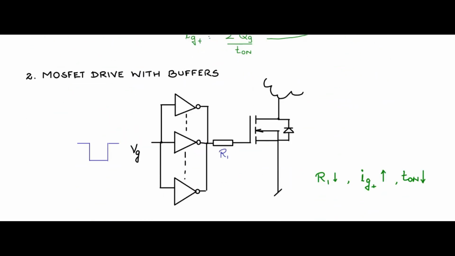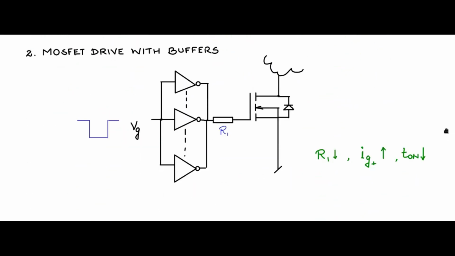So in this way, you can improve the speed of turn on and turn off. So this is one interesting speed up gate drive for the MOSFETs. All BJT drive circuits can be used for MOSFET gate drive. Let us see an example.